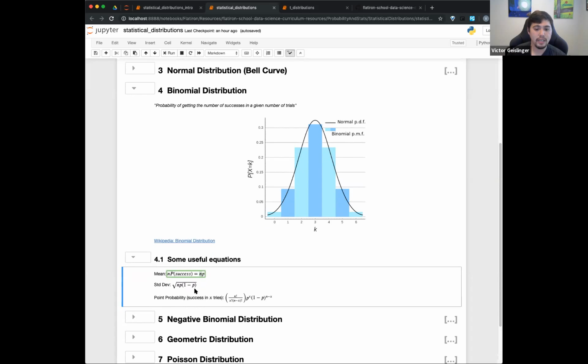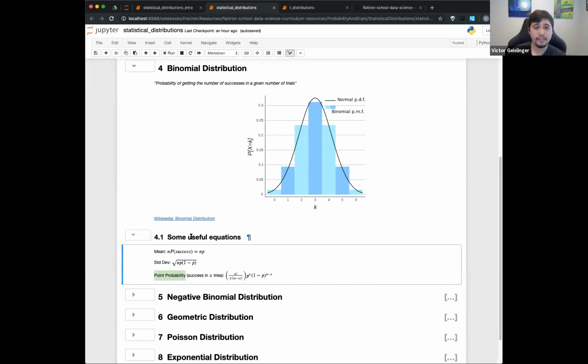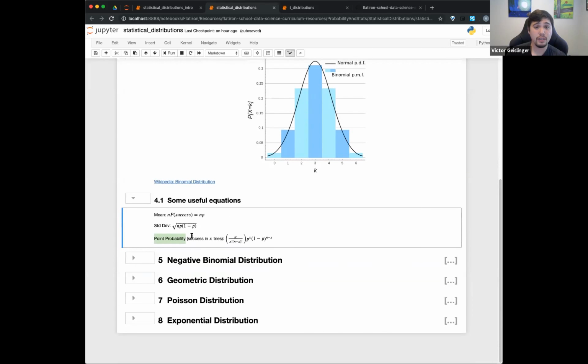Okay. And then our standard deviation comes from here. Basically, it's the same n part, but then also the probability of success and the probability of failure. You can see there's some extra part here. I put a little link to Wikipedia. I didn't go into the full detail because the curriculum has a lot more detail on the binomial distribution, but I just want to give you some quick notes.